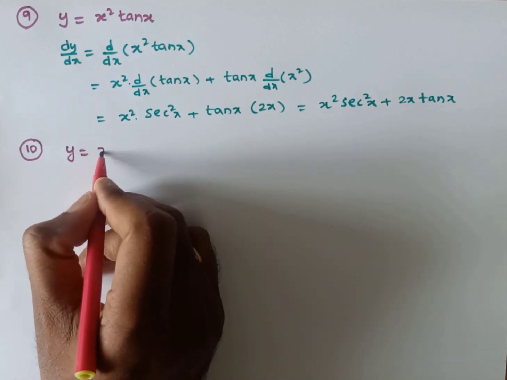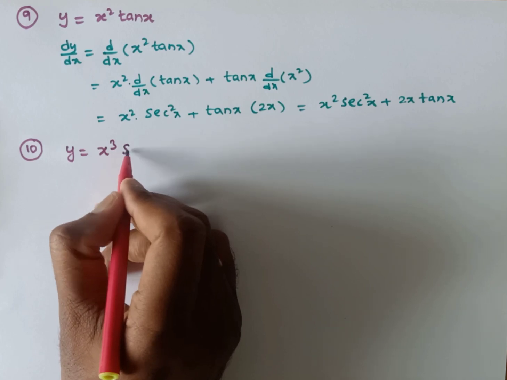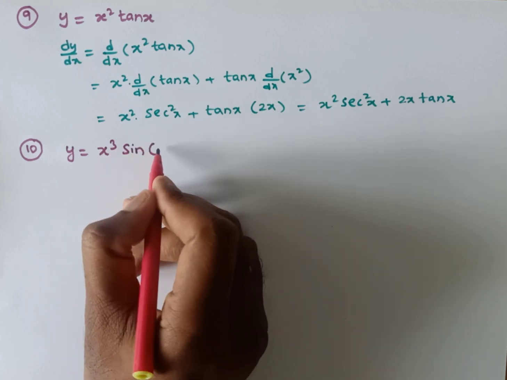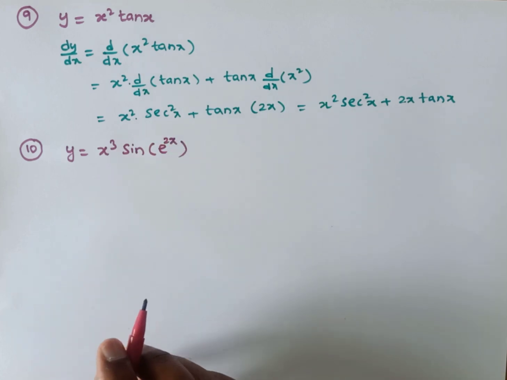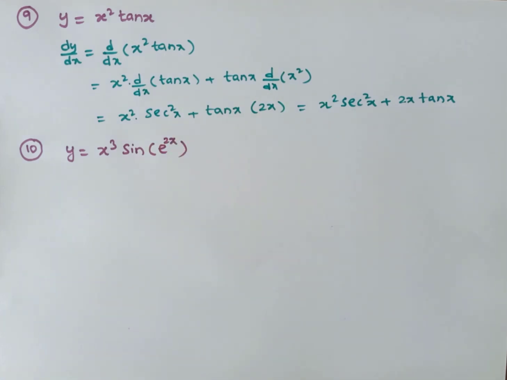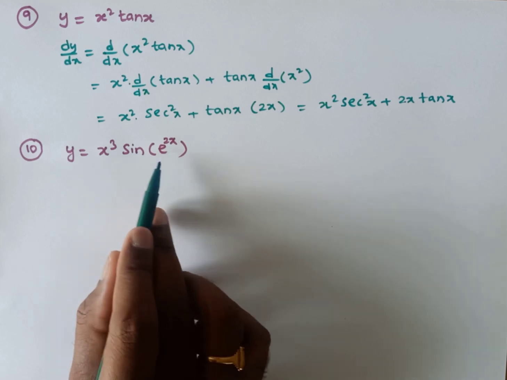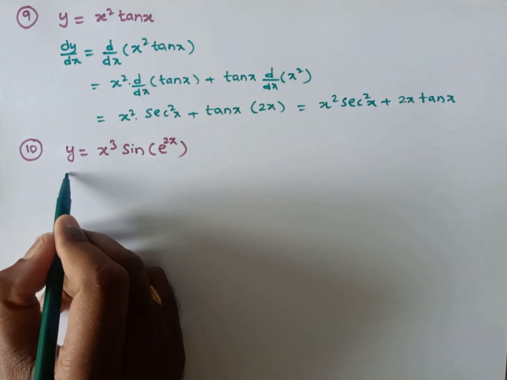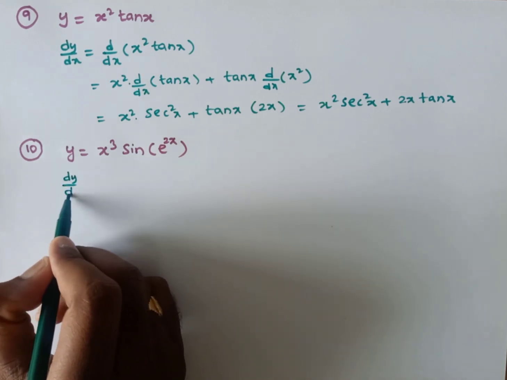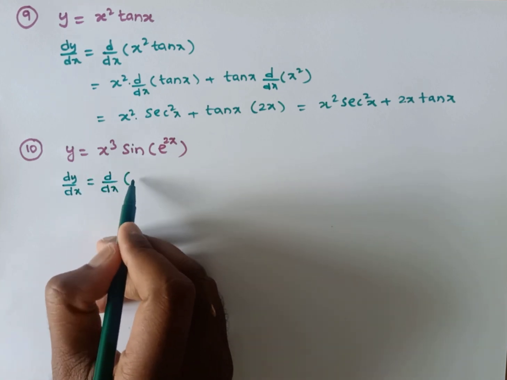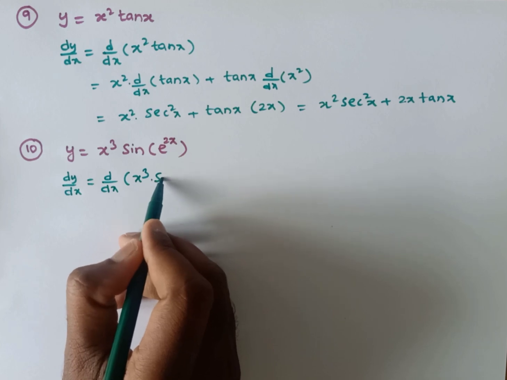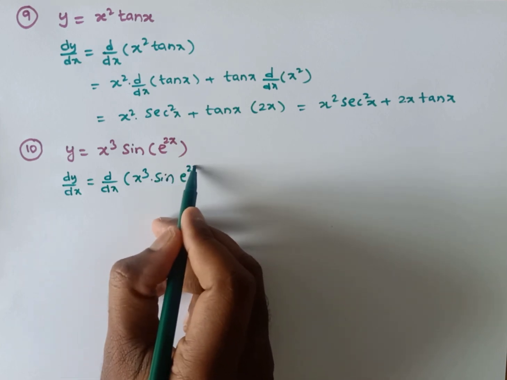Now say this is x cube into sine of, for example, e to the power of 2x. Now how do we apply the derivative to this? Here there is a product, and again there is a chain, so apply carefully. Look how I am applying. Apply the derivative on both sides, so that it is dy by dx of x cube into sine of e to the power of 2x.